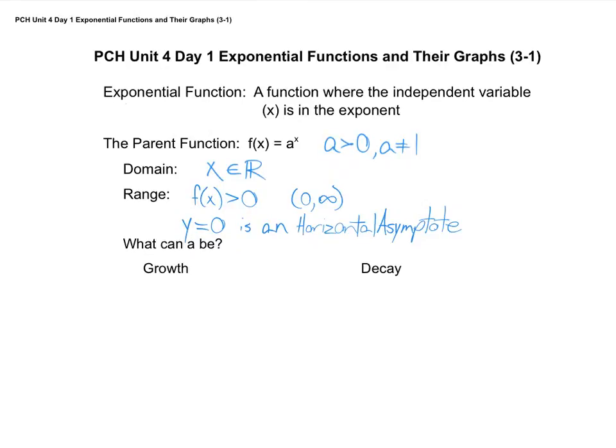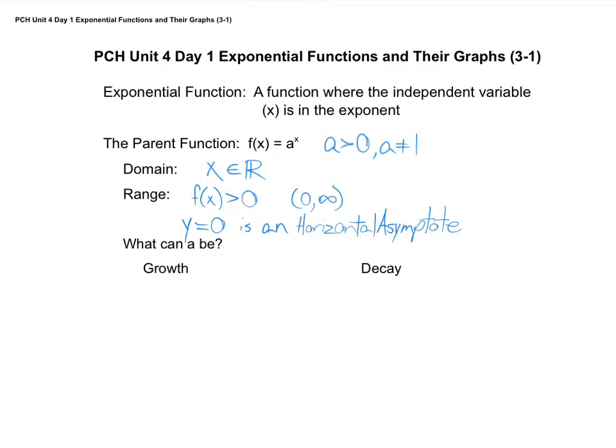Okay, thank you. Yeah, and here's the thing that makes it really is that a has to be positive. So if I'm raising a positive value to a power, it's going to be positive. I'm never going to get any negative values for my function.